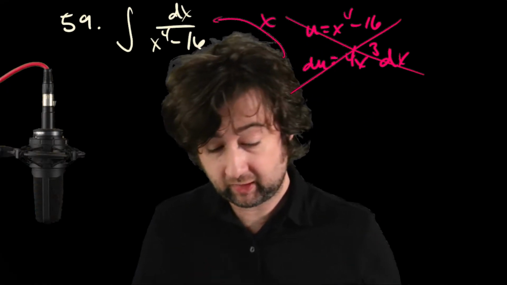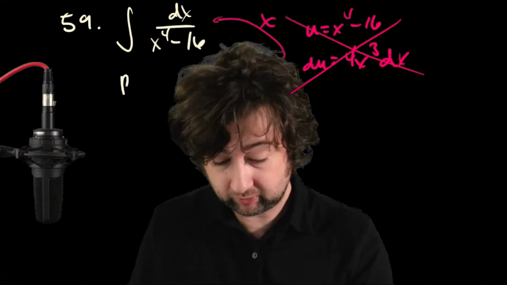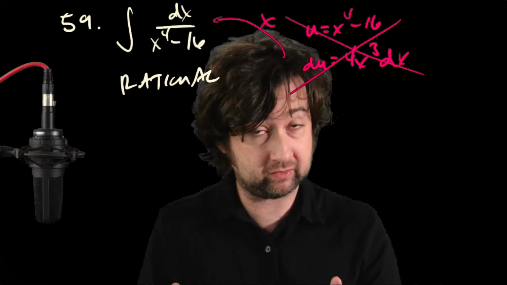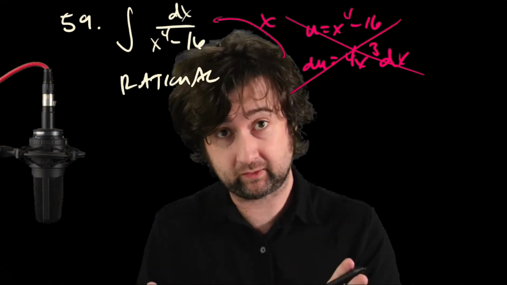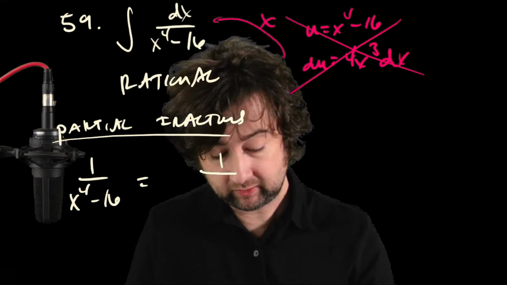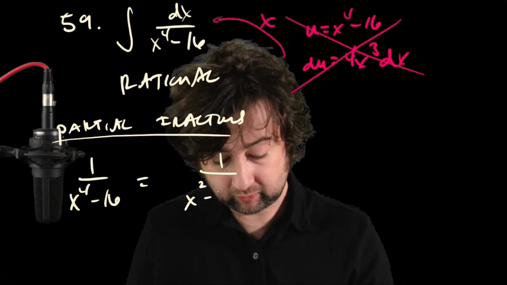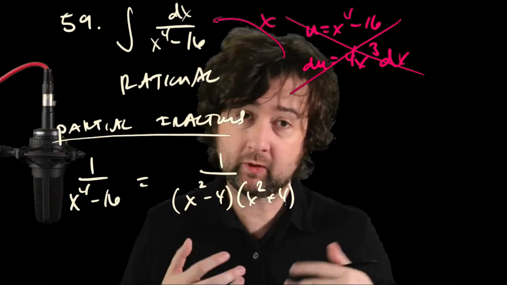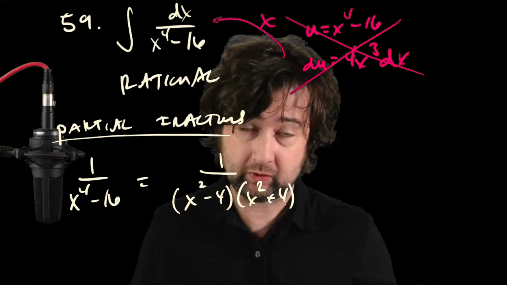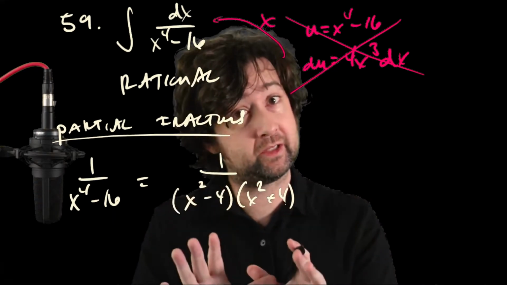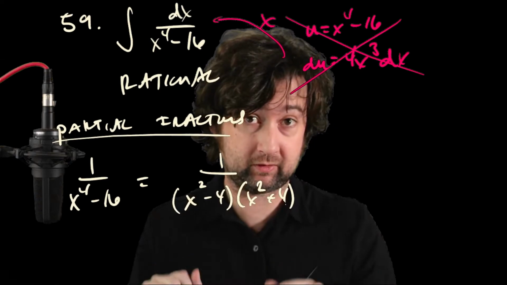The next thing to try would be to say, well, it's rational. I've classified this as a rational function, and when I have rational functions, I need to use partial fractions. x to the 4th minus 16 is a difference of squares. So this is going to factor as 1 over x squared minus 4 times x squared plus 4. And x squared plus 4 is irreducible. You can check that, because if you solve for x, you would get plus or minus 2i, which is complex numbers, and we're not doing complex numbers.